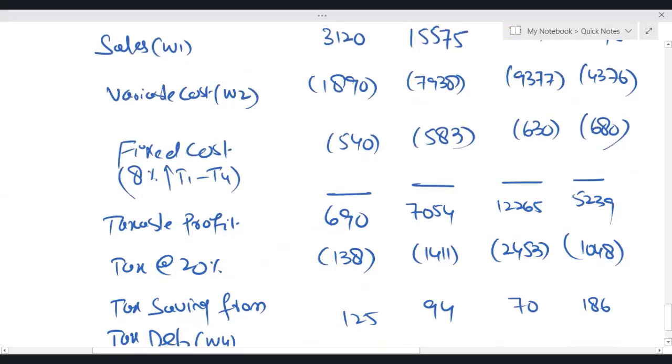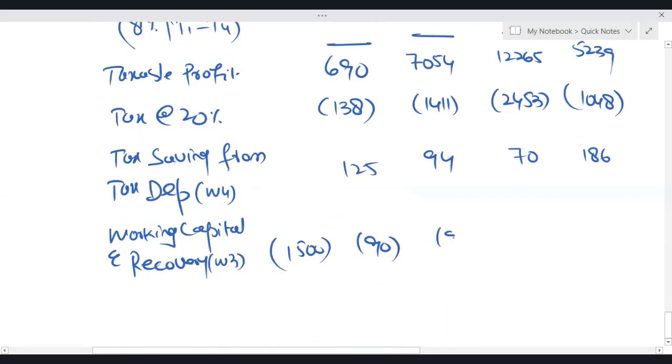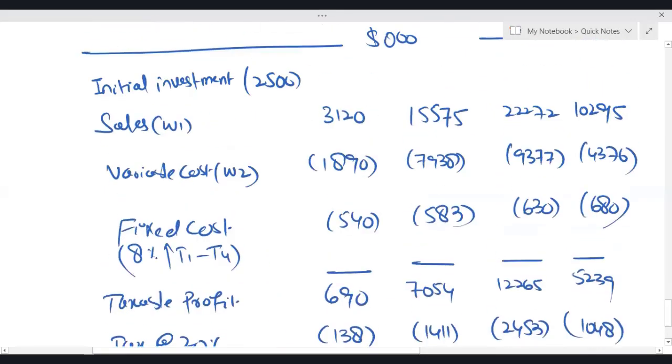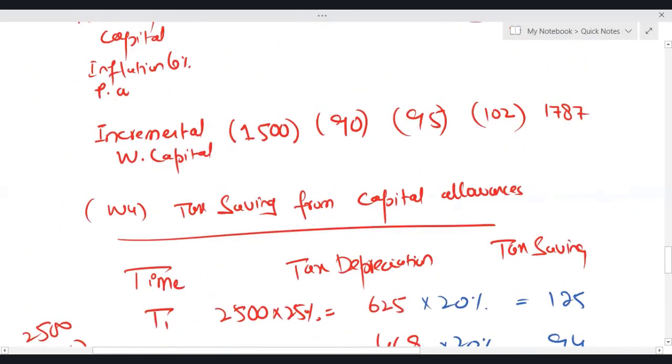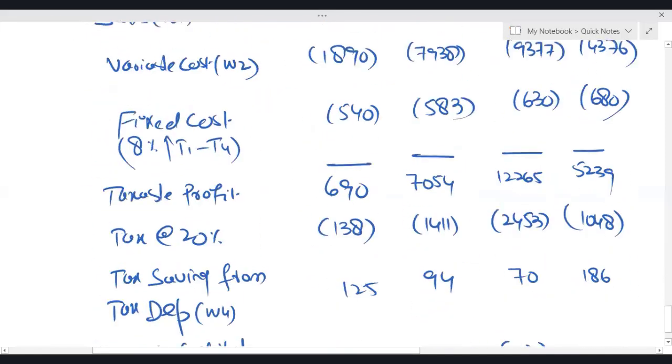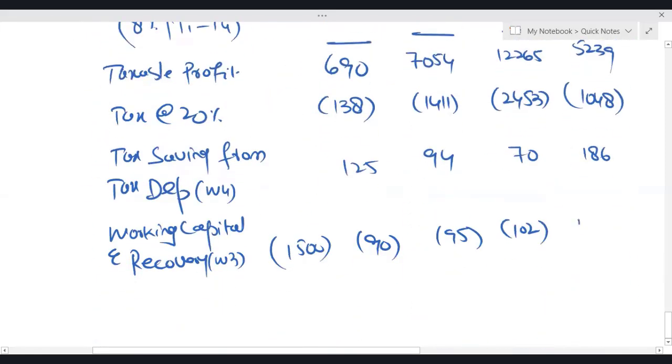95, 102. And at the end, everything was recovered. It was 1787. Let's take the scrap value, 125.